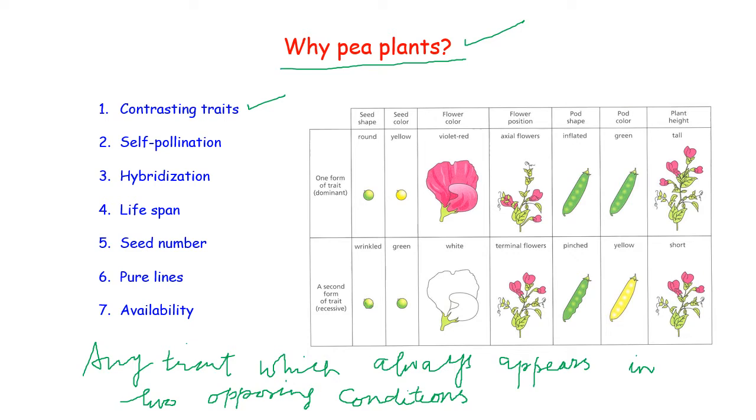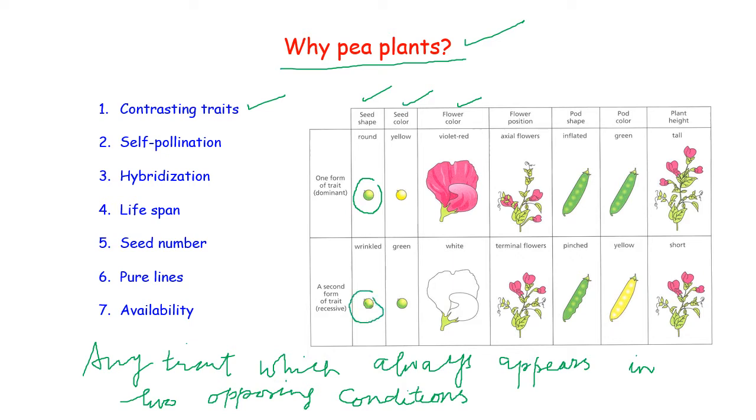Any trait which always appears in two opposing conditions is known as a contrasting trait. Now we have different traits in pea plants. For example, we have seed shape, seed color, and flower color. These are different traits. Seed shape appears as two opposing conditions: either the seeds may be round or they may be wrinkled.